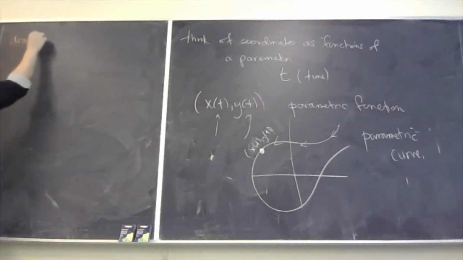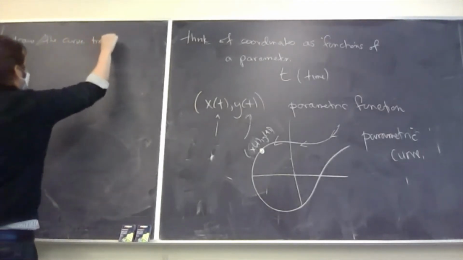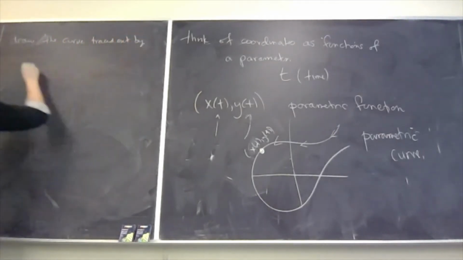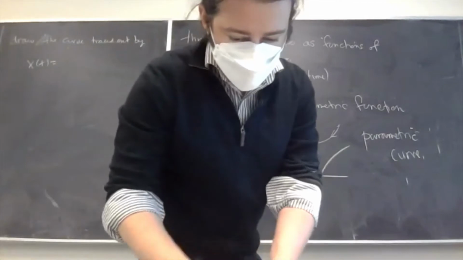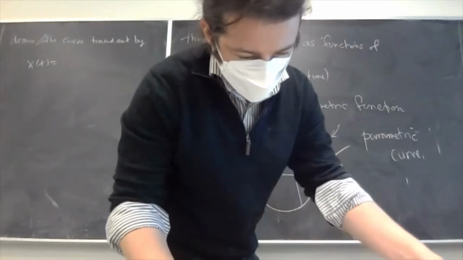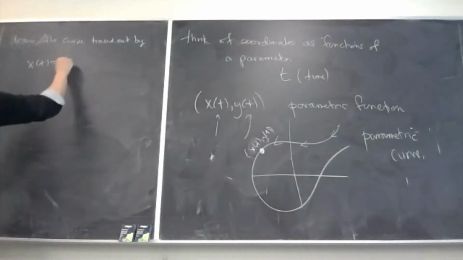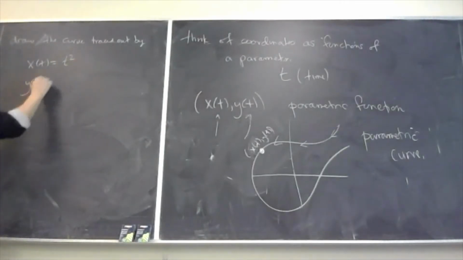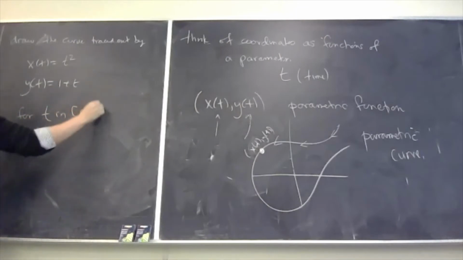Draw the curve traced out by x of t is equal to, what's the first example I did last time? So t squared, y of t is equal to 1 plus t. And I'm going to fix some t values too, for t in the values between 0 and 2.